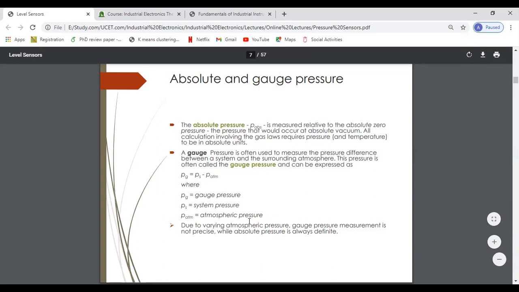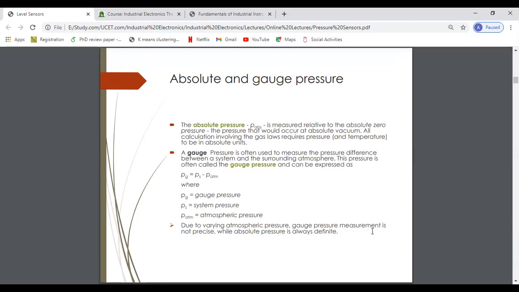Due to varying atmospheric pressure, gauge pressure measurement is not precise, while absolute pressure is always definite, because the surrounding pressure varies according to the air. Sometimes it blows fast, or it is thick, or its density is varying and its speed is also varying. So the value of the gauge pressure is not precise, and it has different values in different environments.